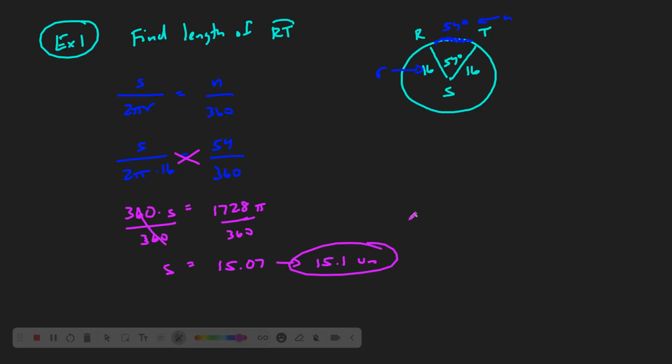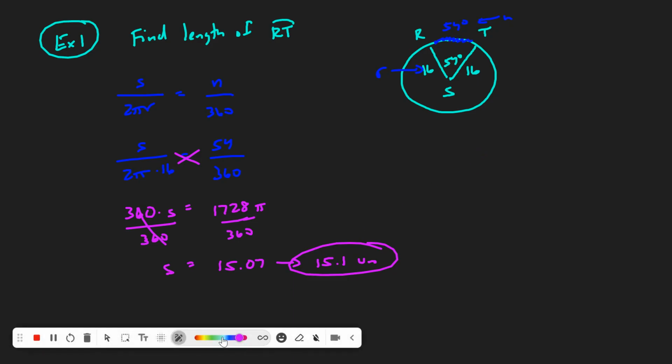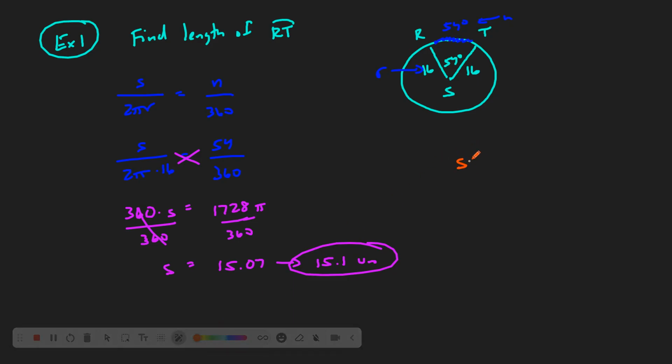Okay, now let me show you the other way. If I use the formula, S equals N over 360 times 2 pi R. So S equals, your N is 54 over 360 times 2 pi times 16. And you're just typing it all in at once. So we do 54 divided by 360 times 2 pi times 16. And again, your arc length is 15.07, which again is 15.1 units.